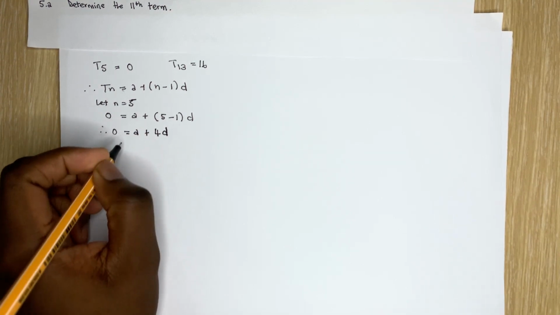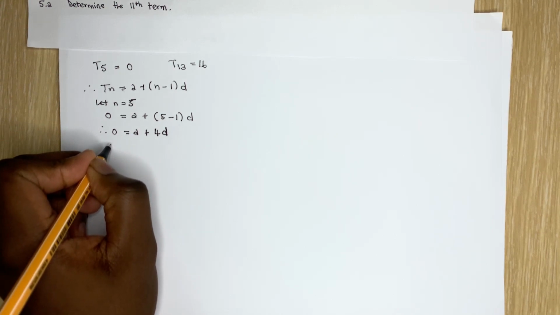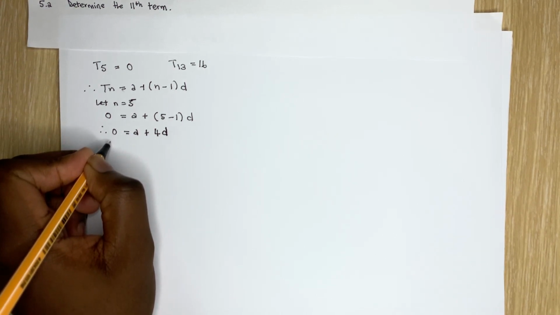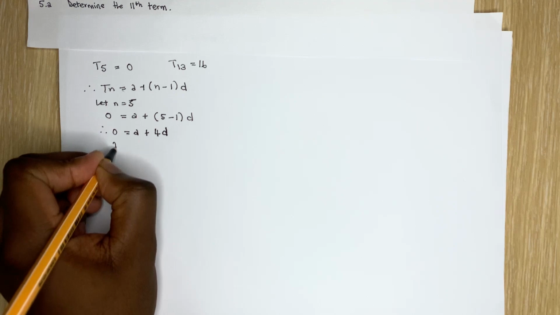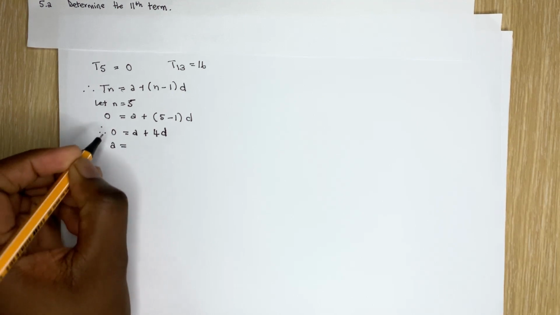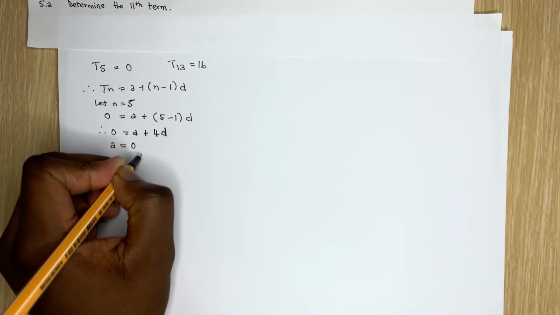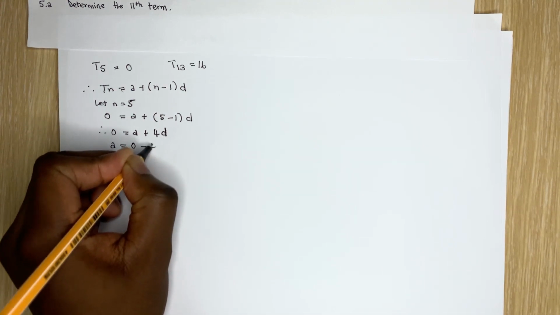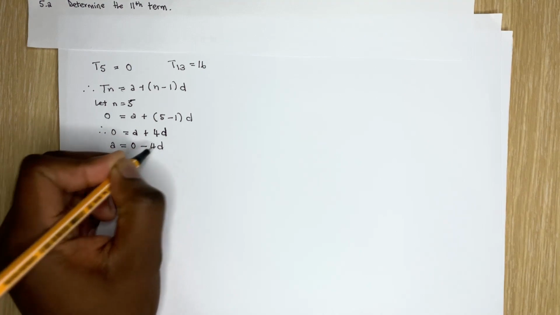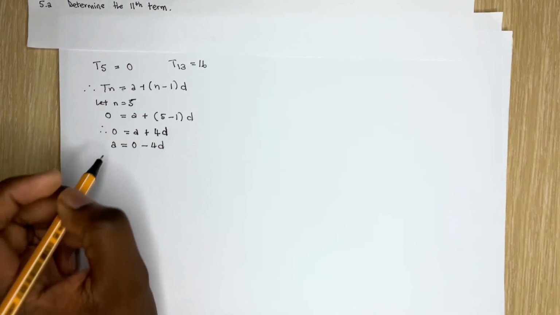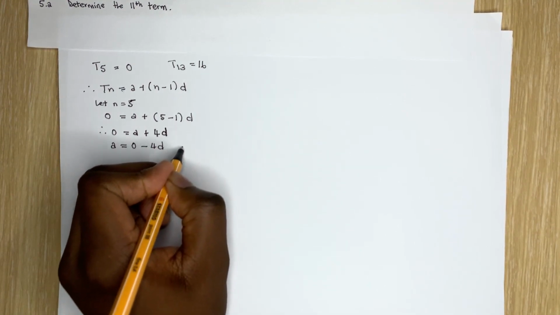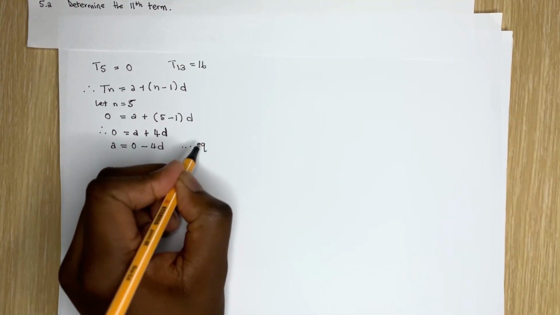Okay, and we can rearrange that such that we have A equals to 0 minus 4d, or we can simply leave it like that. Okay, so this will be our equation 1.